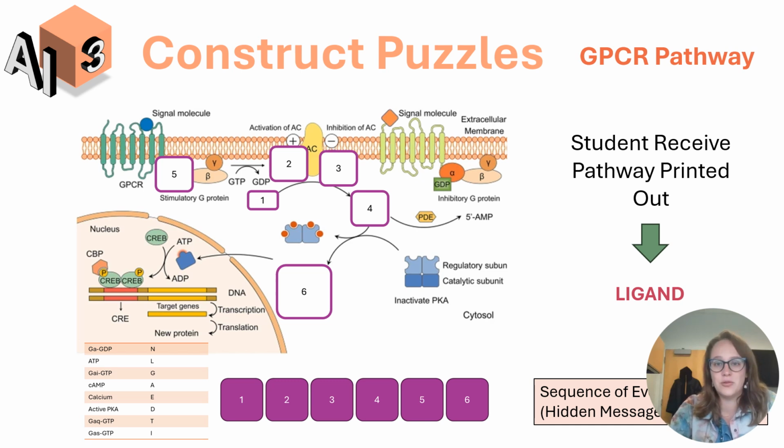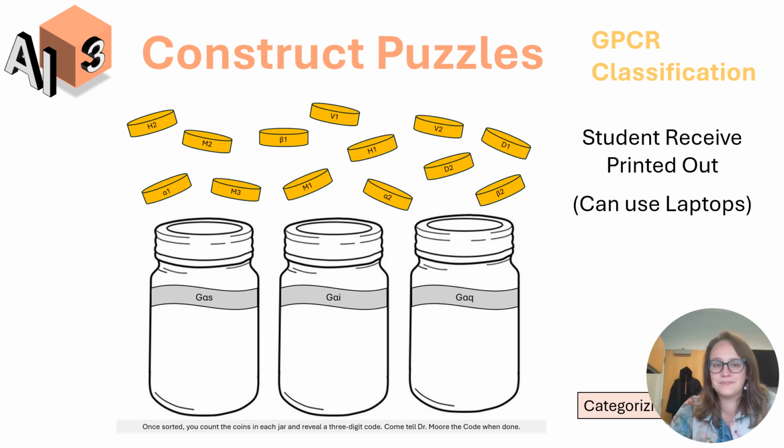Another example of a puzzle we built was a GPCR pathway, where students receive this printout, and what you can see is that different areas of the pathway are blocked out, and the students had to work together to fill in the blanks from the key you see below, and then that key gave them a code, and that code was ligand. And so this is an example of a sequence of events puzzle, as well as a hidden message.